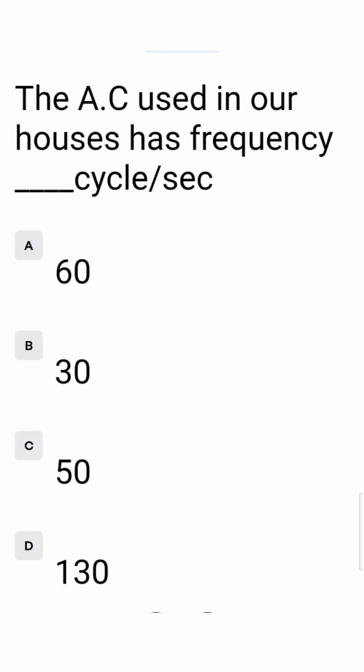The AC means alternating current. The AC used in our houses has frequency how many cycles per second? A: 60, B: 30, C: 50, D: 130. The correct answer is 50 cycles per second, that is option C. So we tick the option C.